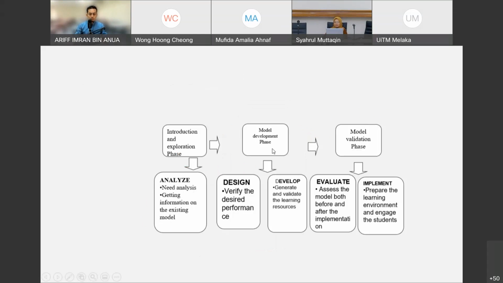And then the model development phase, which is design, verify the design performance, and then also develop, generate, and validate the learning resources. It means that the validation will be done by the experts. And then the model validation phase, which means evaluating and also implementation. Assess the model both before and after the implementation. And then for the implement, prepare the learning environment and engage the students. This is the distribution of the 5 steps of the ADDIE approach.